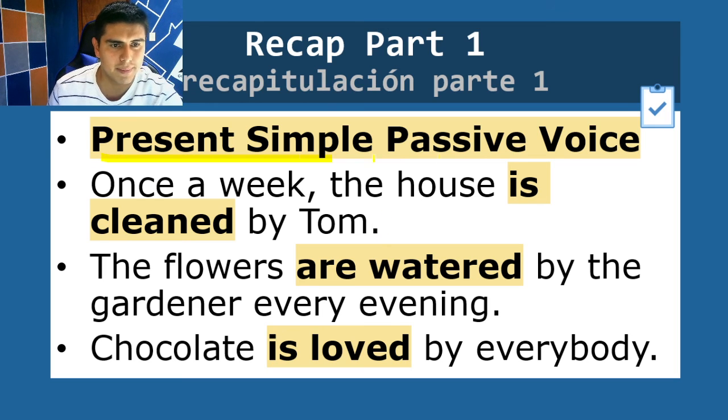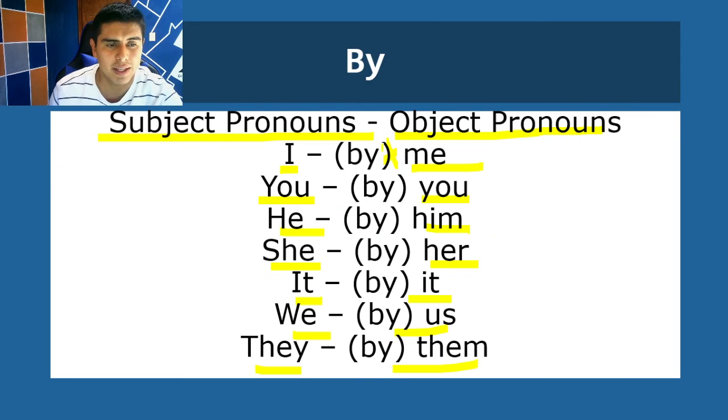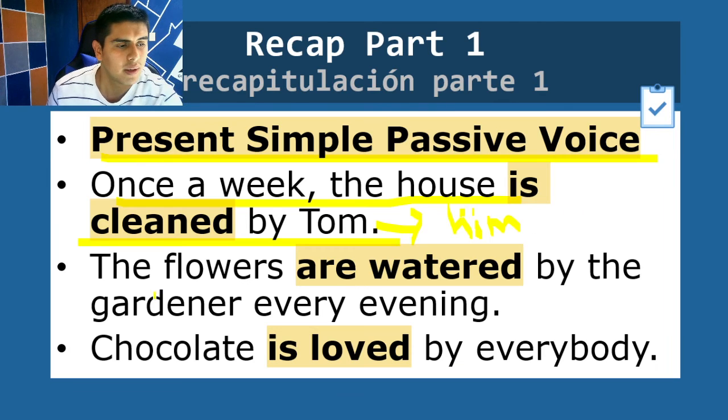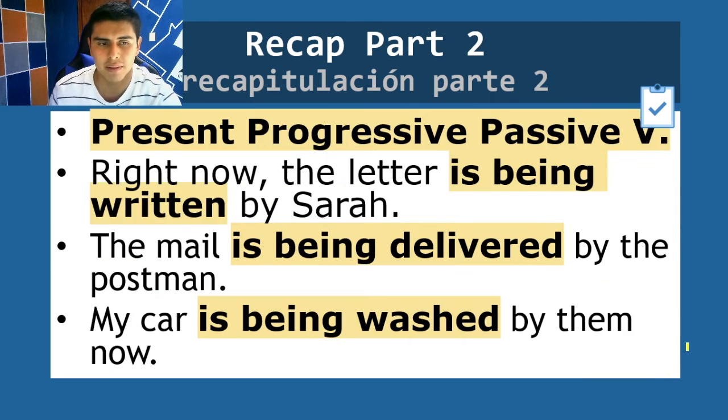So this is a recap, present simple passive voice. So once a week the house is cleaned by Tom. Si queremos reemplazar Tom con el pronombre, sería by him. ¿Ok? Siempre después de cualquier preposición, y en este caso by es una preposición, vamos a usar la forma objeto del pronombre. En este caso, la de he sería him. The flowers are watered by the gardener every evening. Nuevamente aquí podemos decir en vez de gardener, podemos escribir him o decir him. Chocolate is loved by everybody.